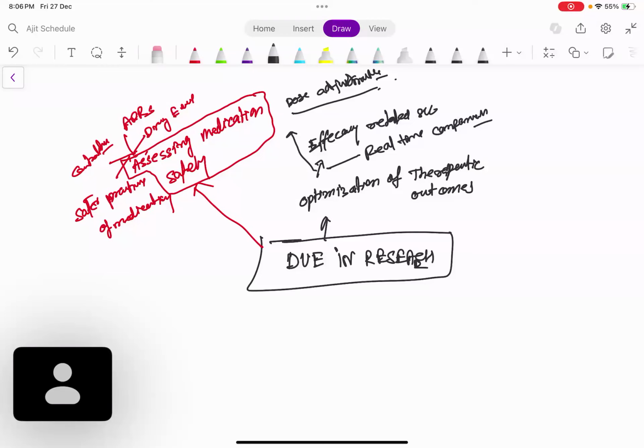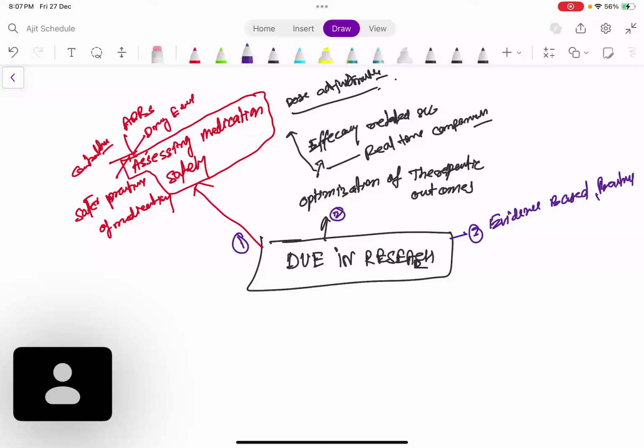So when we are talking about optimization of therapeutic outcomes, we can do some studies related to efficacy, real time comparisons, and dose adjustment. And if we talk about the next part, that is the third part, this is second, this was first. When we are doing everything real time, then definitely the third thing will come. What? Evidence based practice.